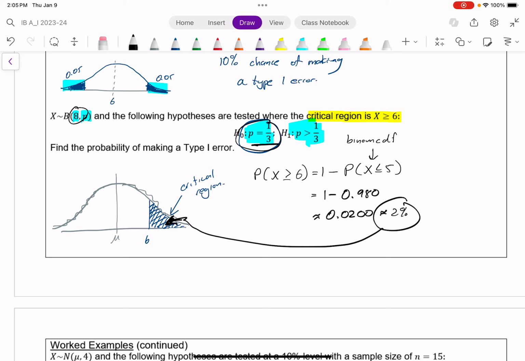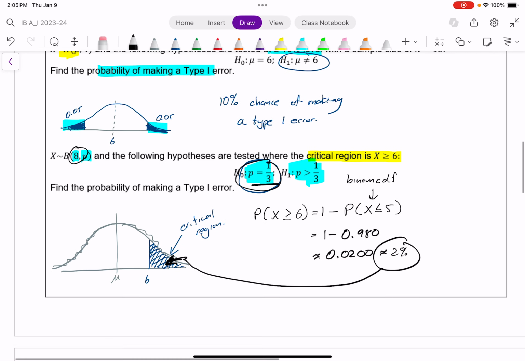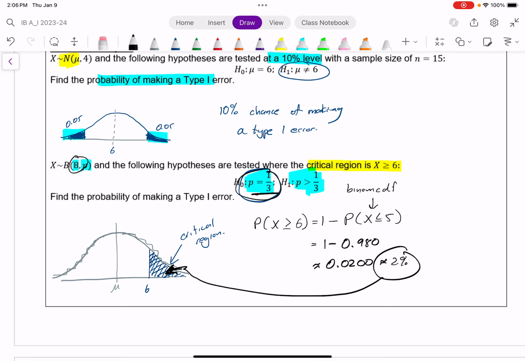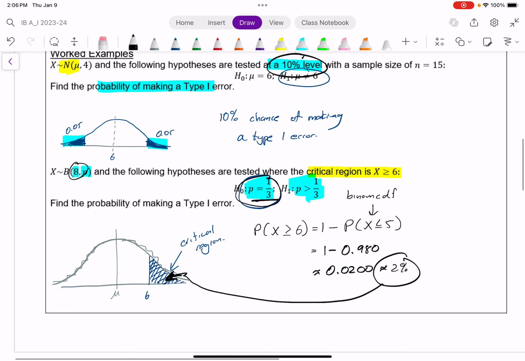Just a 2% probability. All right, just keep in mind before we go on to type 2 errors: a type 1 error, like I said, if you have a normal distribution, it is the exact same percentage. If it's not, it is going to be related to it.